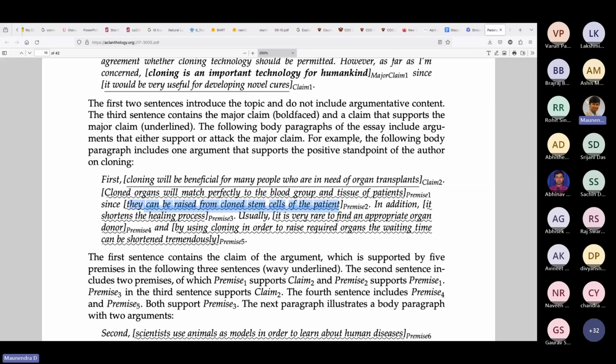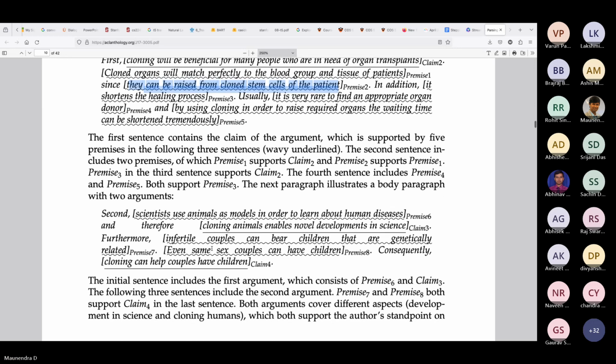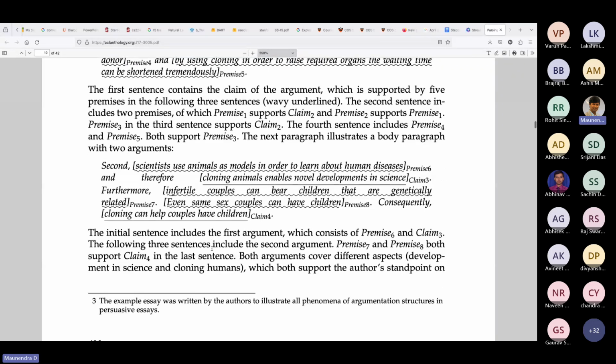So now we see that there's one piece of text that is supporting another piece of text. In addition, it shortens the healing process. Usually it is very rare to find an appropriate organ donor. By using cloning in order to reach the required organ, the waiting time can be shortened tremendously. Therefore, cloning animals enables novel developments in science.